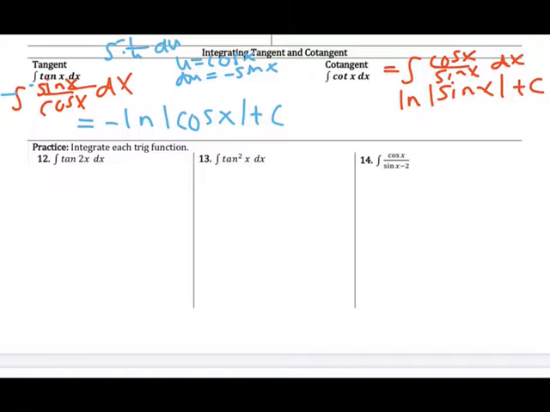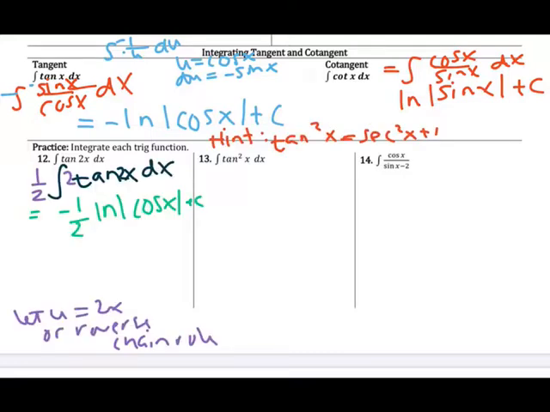All right, why don't you go ahead and pause the video and try and work through these last 3 problems, and then I will work through them with you. So number 12, you can use u substitution, or you can just reverse the chain rule. So I'm going to throw a 2 in front of tangent, and I can do that because I'm throwing a 1/2 on the outside. That's going to give me negative 1/2 natural log of cosine of x plus c.